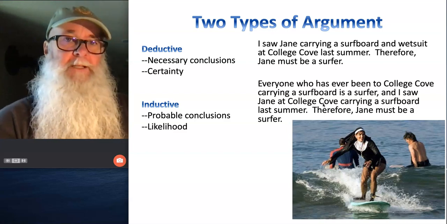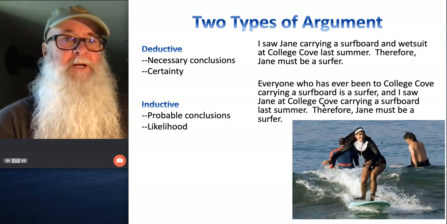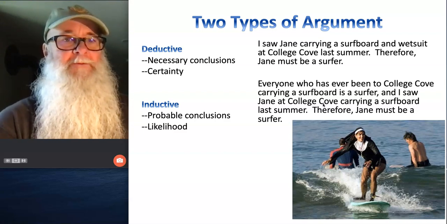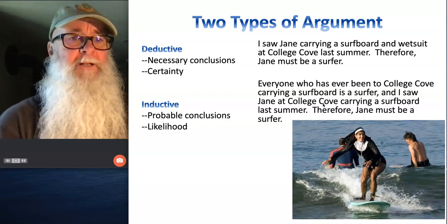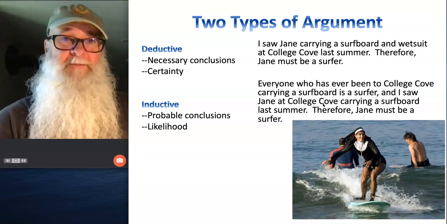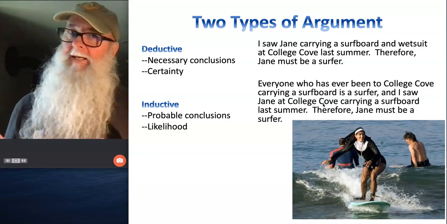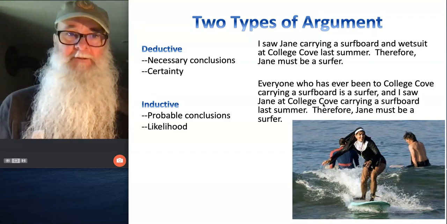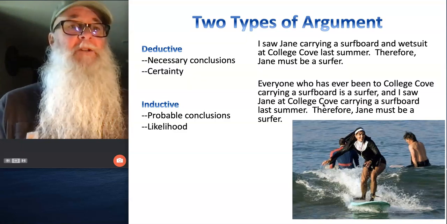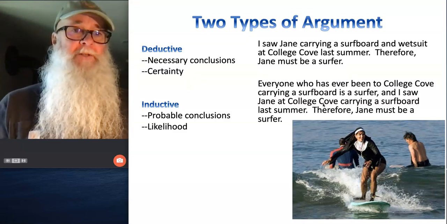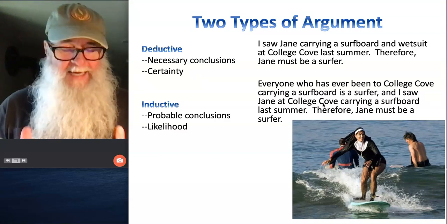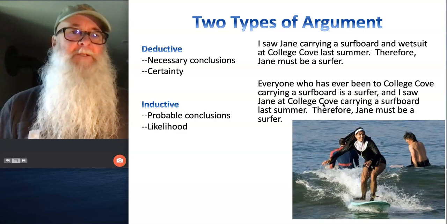However, take a look at the second argument. Everyone who has ever been to College Cove carrying a surfboard is a surfer. And I saw Jane at College Cove carrying a surfboard last summer, therefore Jane must be a surfer. This is a deductive argument, because if, and this is a big if, it's true that everyone who has ever been to College Cove carrying a surfboard is a surfer, and it's also true that you saw Jane at College Cove with that surfboard, then it has to be true that Jane must be a surfer.